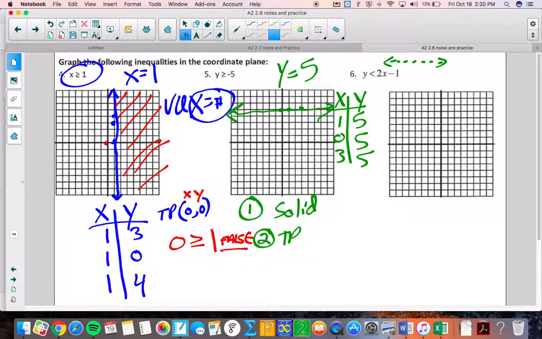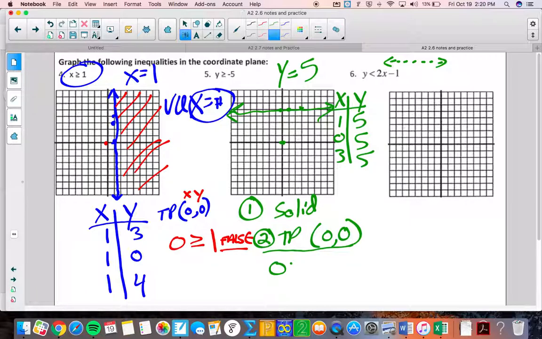So TP, we're going to test the point (0, 0), which is right here. And then we're going to plug a 0 in for x, but there is no x. Goodbye. Hello, goodbye, hello. See, a Beatles song. Then we're going to plug a 0 in for y. Can I stop by in a minute? Okay. So plug a 0 in for y.